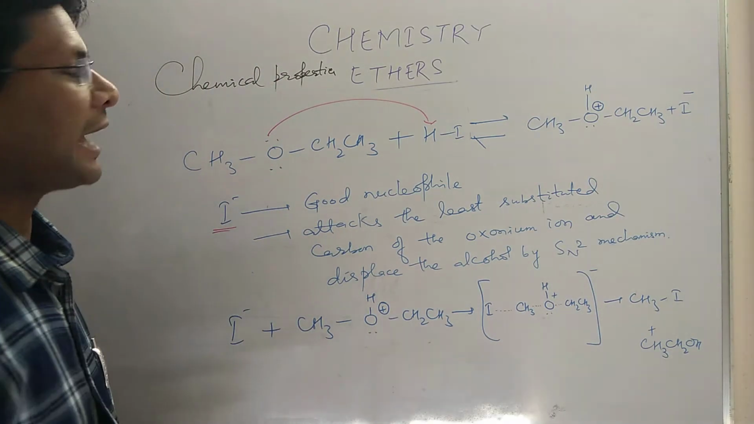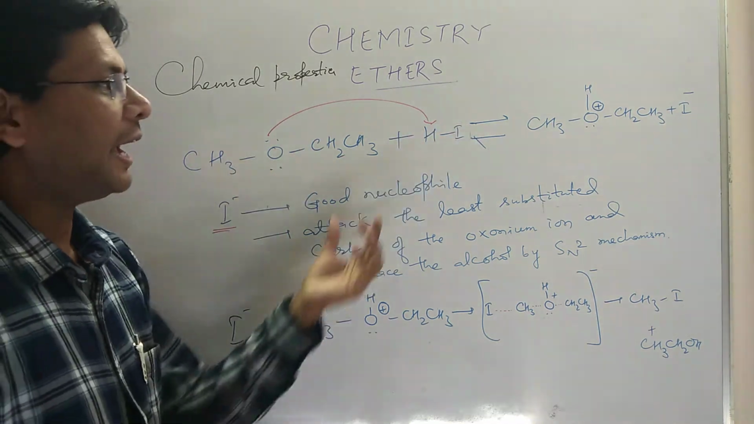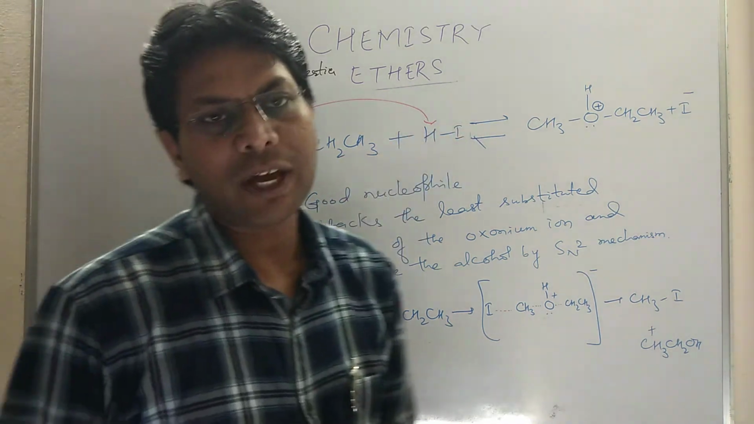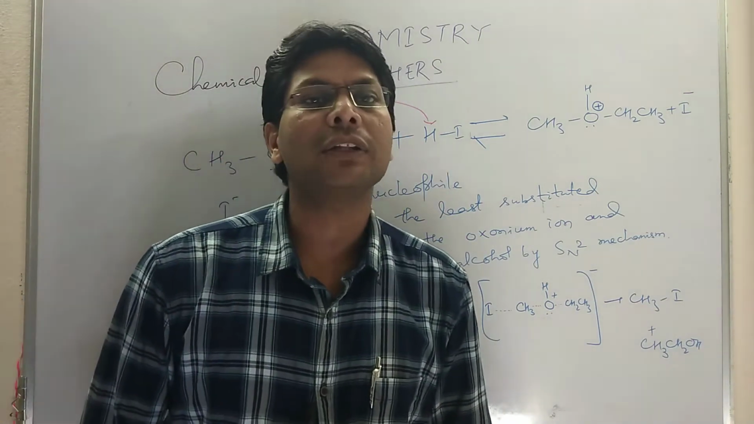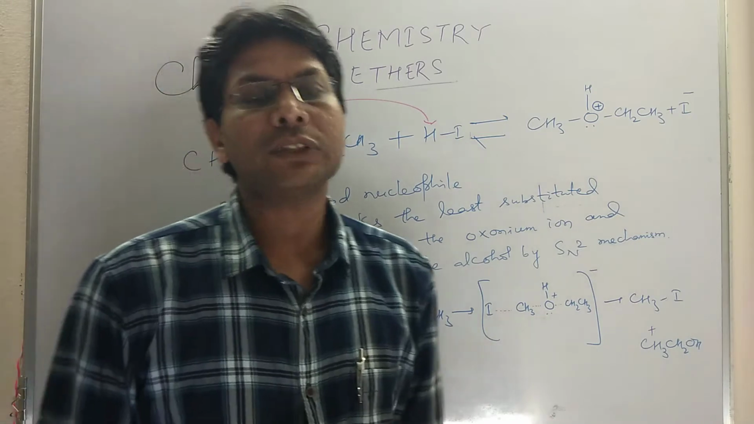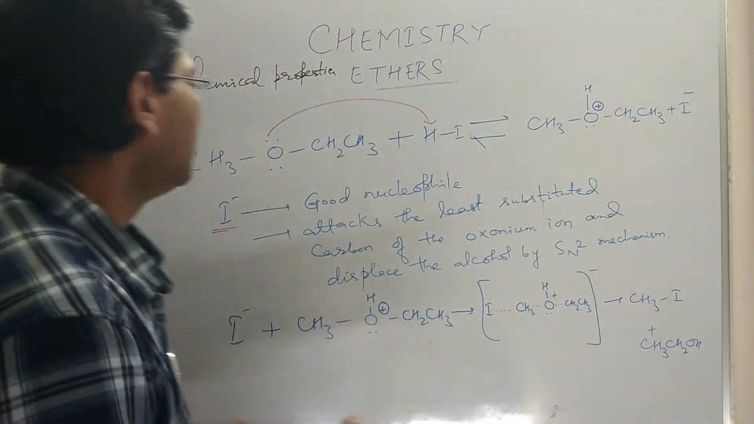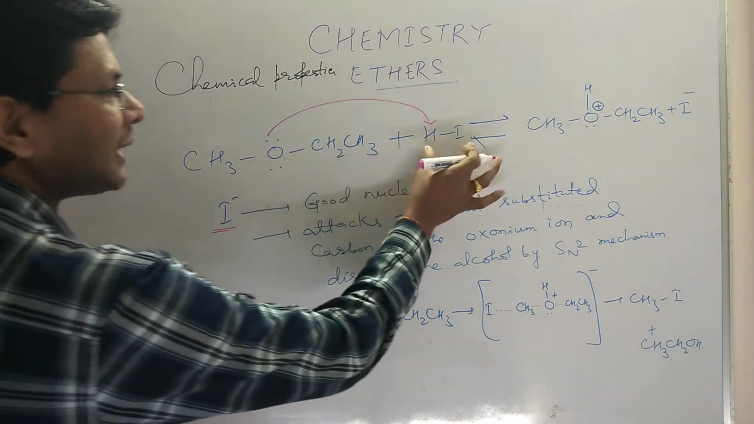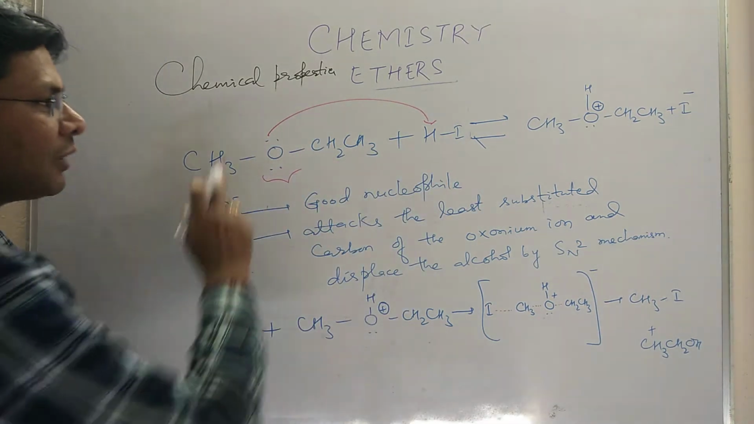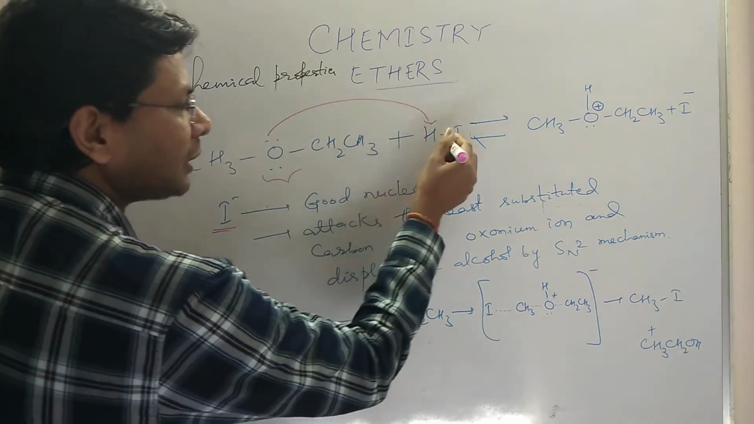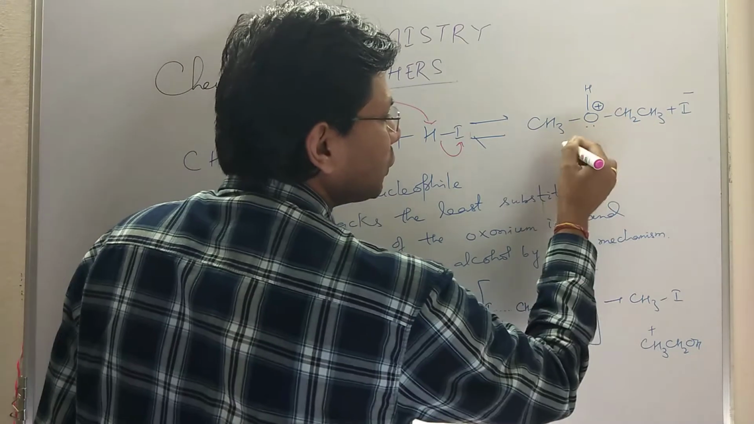Now let's see the mechanism by which the ether molecule reacts with HI. As we know, HI and HBr are quite acidic and they are the source of nucleophile. HI is the source of iodide nucleophile. HBr is the source of bromide nucleophile. So when an ether reacts with HI, the oxygen, which has a lone pair of electrons, attacks the proton. The electron shifts here, so it forms an oxonium ion.